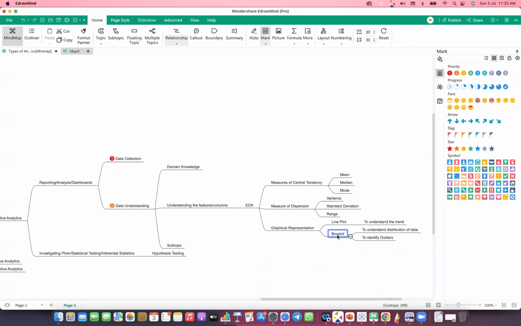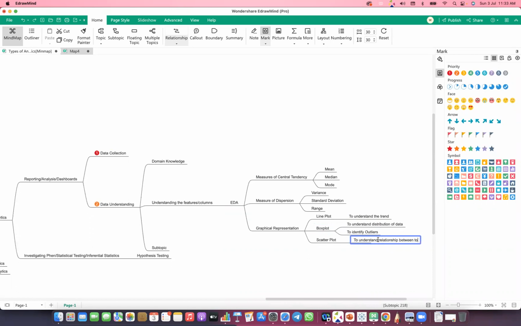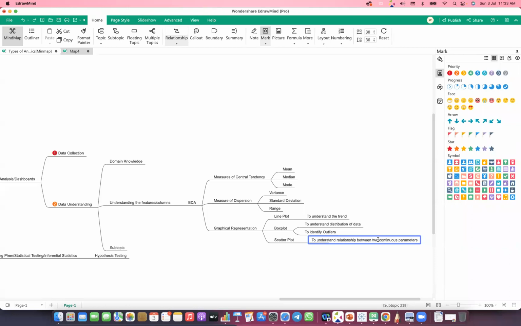In a similar way, we have some more graphs. We call it scatter plot. Scatter plot is used to understand the relationship between two continuous parameters. For example, how salary and experience are related. Experience and salary, both are continuous. Yes, both are continuous.